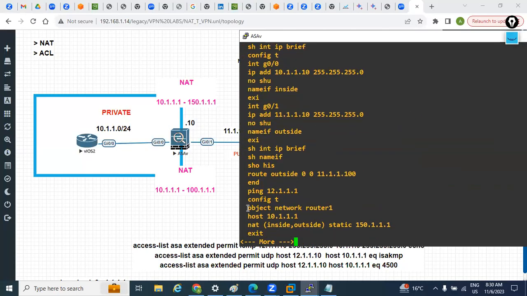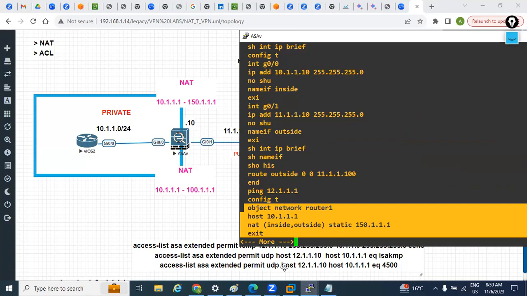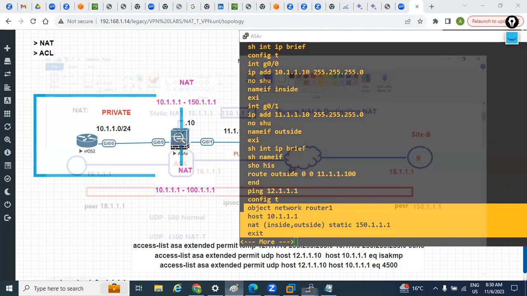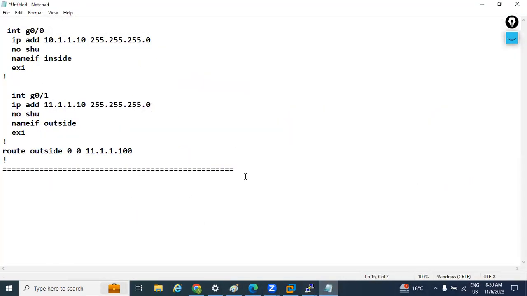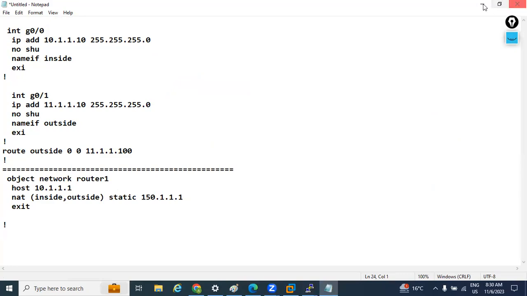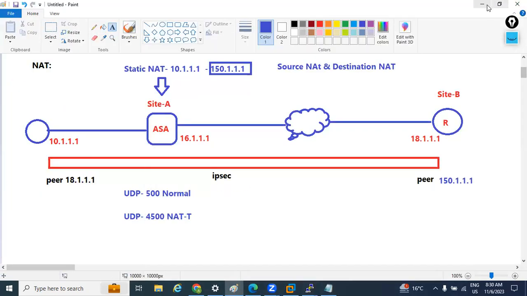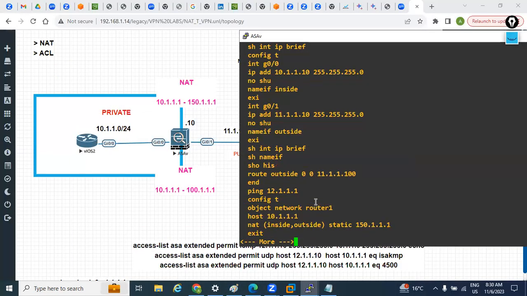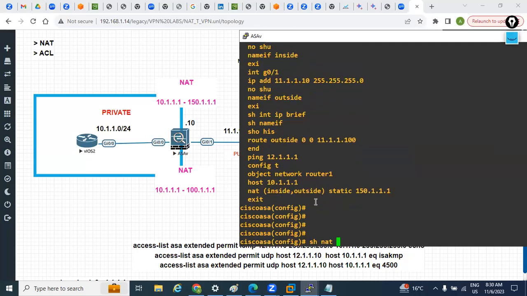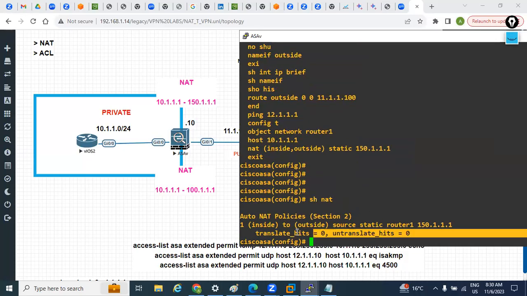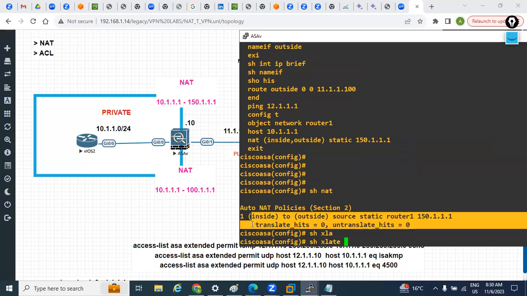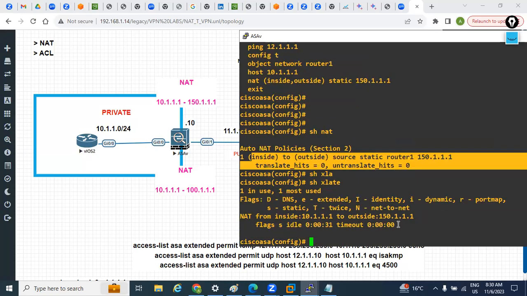So guys, this is the command for NAT on ASA. So 10.1.1.1 we are converting into 150.1.1.1 here. On the ASA, I'll be back here and check it. Show nat, you can see it's updated, and show xlate, and this is also there.